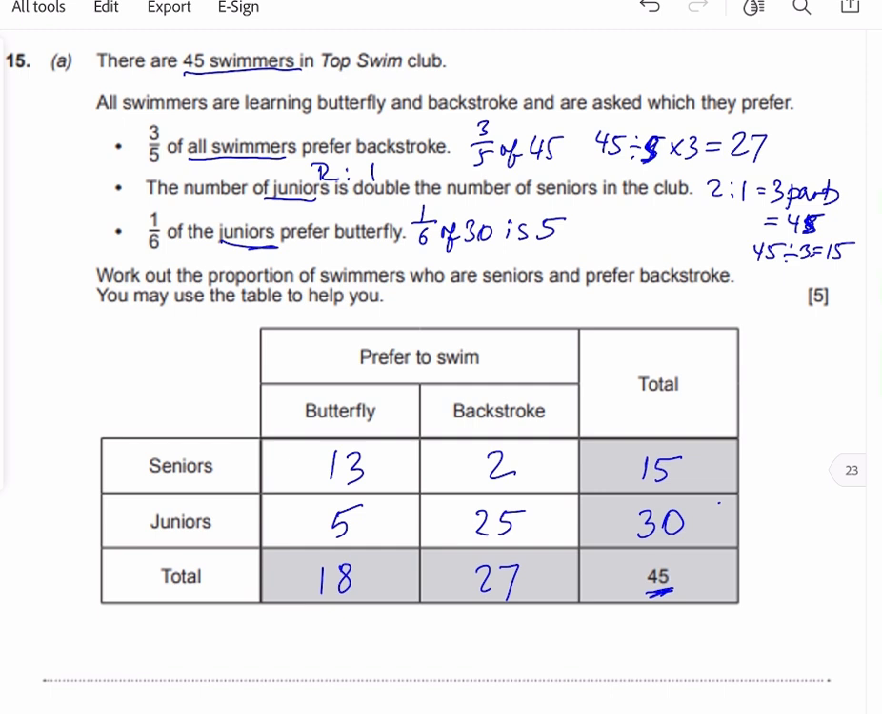Now we can answer the last question. Final question: work out the proportion of swimmers who are seniors and prefer backstroke. Proportion basically means find the fraction. Let's have a look at the senior part in the table. Senior, let's go across, and backstroke, that is the number we need, 2. So just show it as out of all the swimmers, which is 2 over 45, and that will be the right answer.